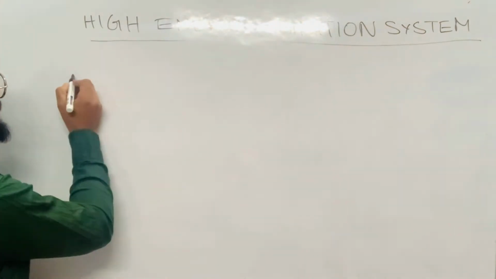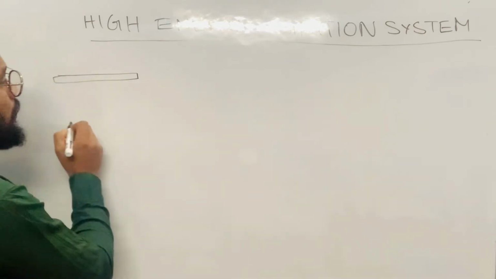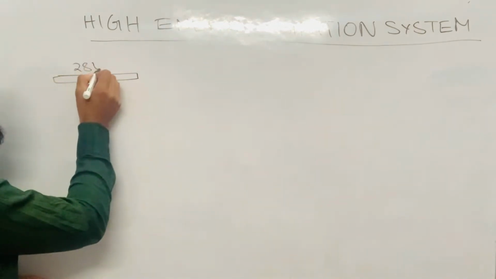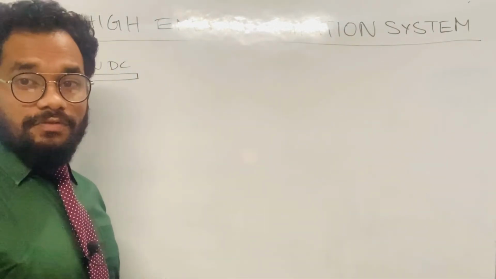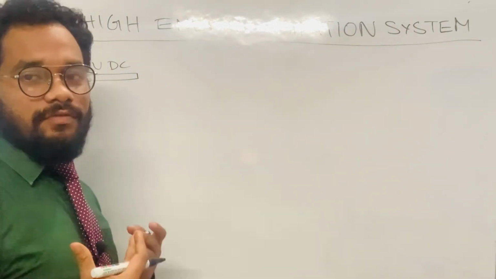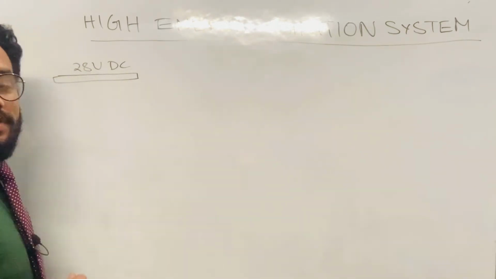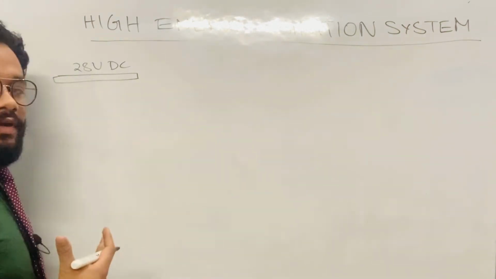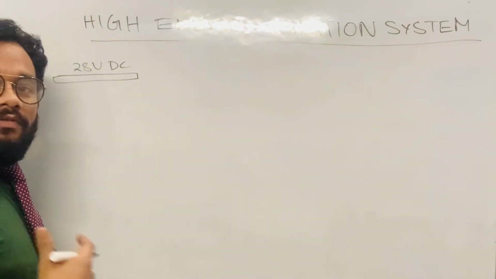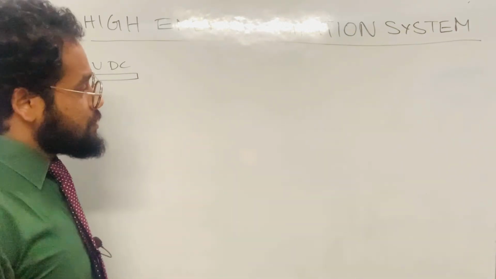Suppose this is the bus bar. Okay, this is a 28 volt DC bus bar. We know well friends, in aircraft we use 28 volt DC as the standard voltage, right? Suppose this is the bus bar which is carrying the 28 volt supply. Now from this 28 volt DC bus bar, we can give the supply to a number of components. In this system I am just discussing the high energy ignition system.